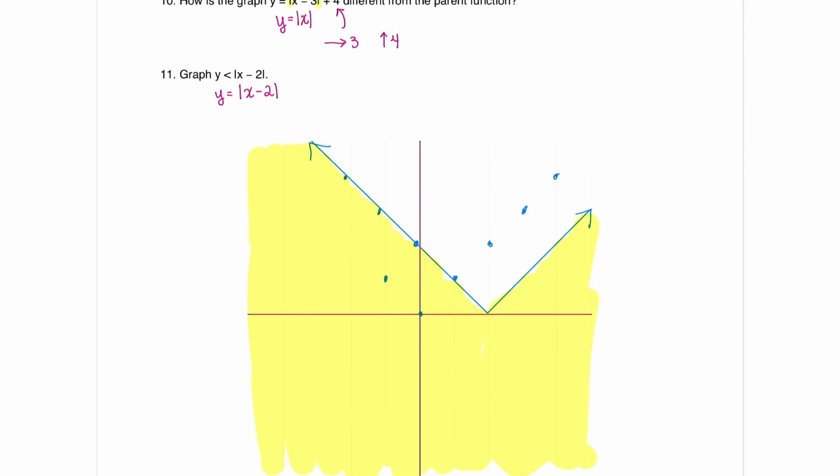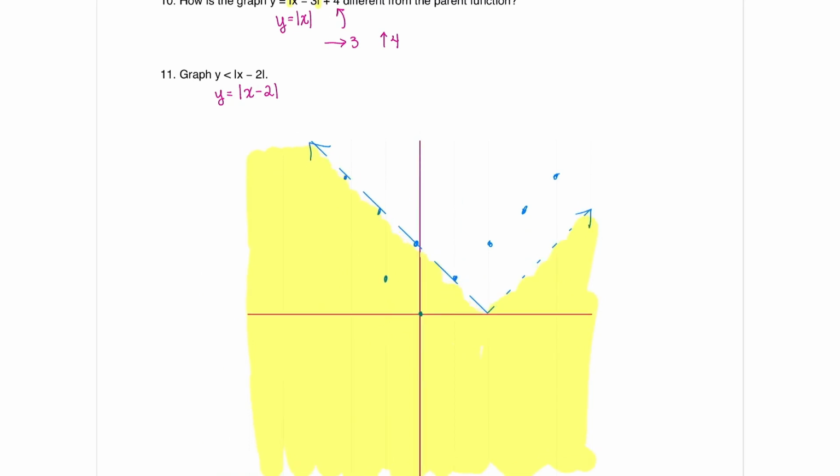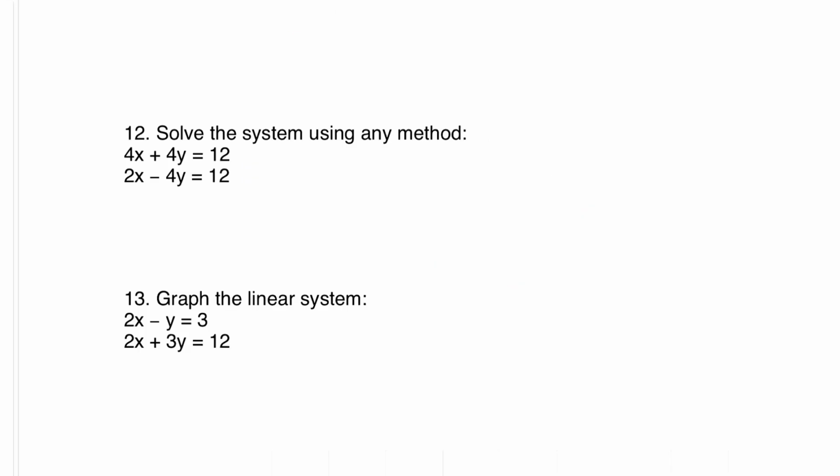Now I realized something. We forgot to look at this inequality symbol. It is strictly less than, so we do need to change our line here. Let me see if I can do that. One second. Okay, so there we go. I have adjusted that so that we now have a dashed line. So anywhere underneath this graph would be the solution to the inequality, but you cannot pick any point that falls exactly on the line because that will not work. So hopefully that's helpful.